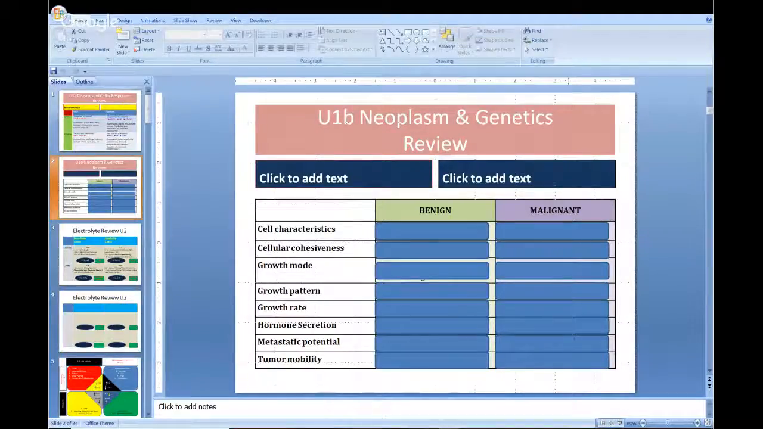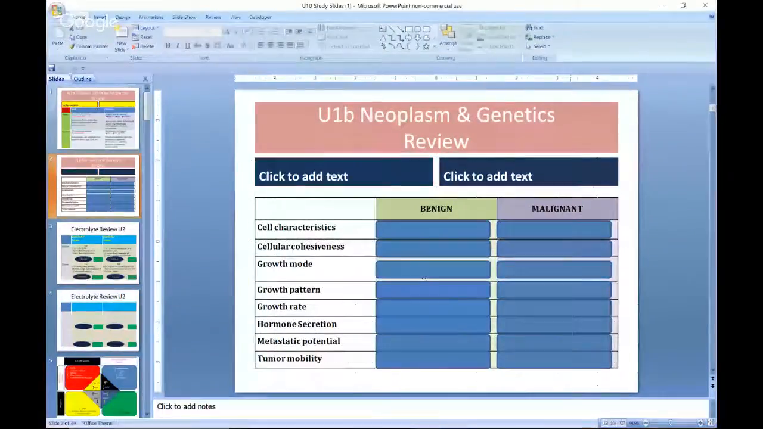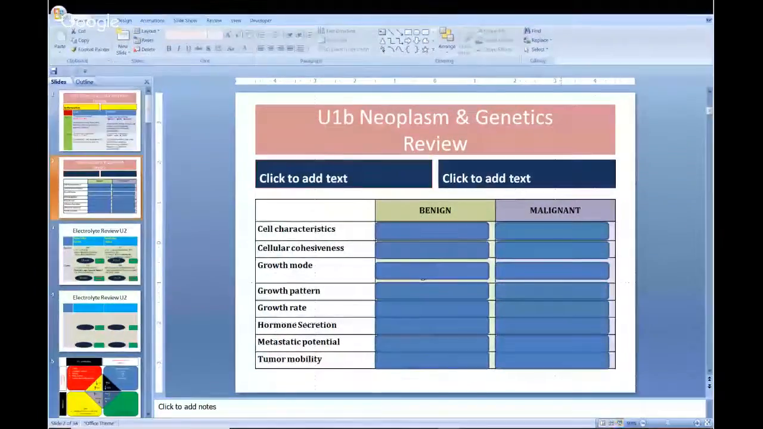Wait. It should say Unit 1 Bravo, Neoplasm and Genetic Review. I can see it. Ashley can see it. Yes, I can. Sorry. So as you can see, ladies, there are two columns there, one specifically dealing with benign tumors and one dealing with malignant tumors. And we're going to go through the different characteristics.